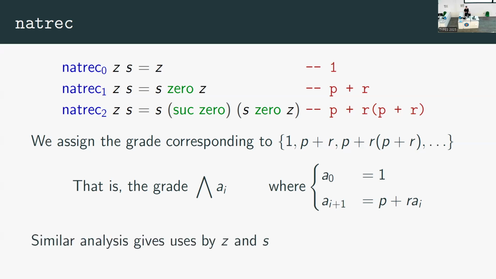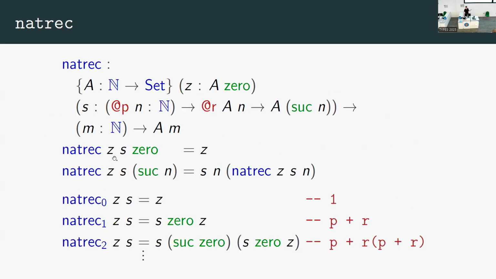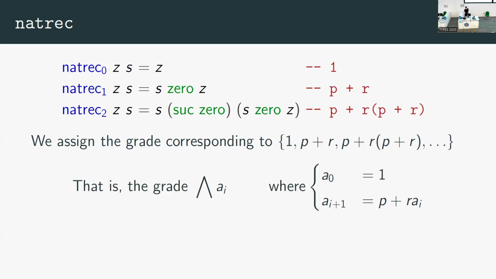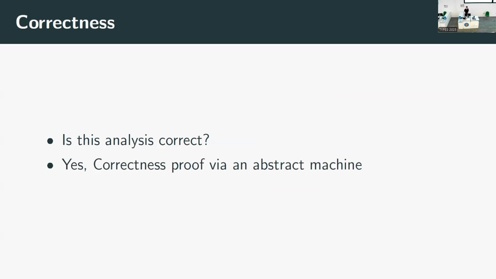We can do a similar kind of analysis for how many times the z and s arguments are being used. I'm not going to show you, but it's essentially the same kind of unfolding. Then, of course, we need to ask the question, was this analysis correct? It seemed reasonable to me, but maybe it's completely wrong. The answer is yes, otherwise I wouldn't be standing here.